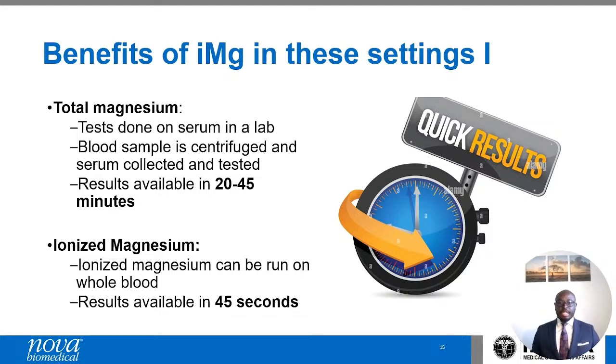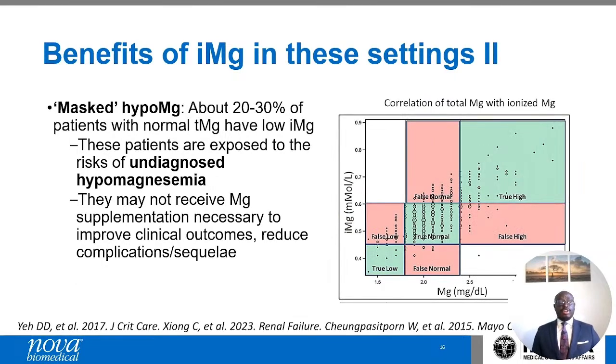However, ionized magnesium can be done on whole blood, and you can get the results with some devices as quickly as in 45 seconds compared to the 45 minutes it will take you to get total magnesium. In addition to that, in all of these cases where you look at only total serum magnesium, you may be missing some cases of masked hypomagnesemia. When we mentioned before the mismatch between total magnesium and ionized magnesium, this is the case where total magnesium is normal, but ionized magnesium is low. And this leads to masked or undiagnosed hypomagnesemia.